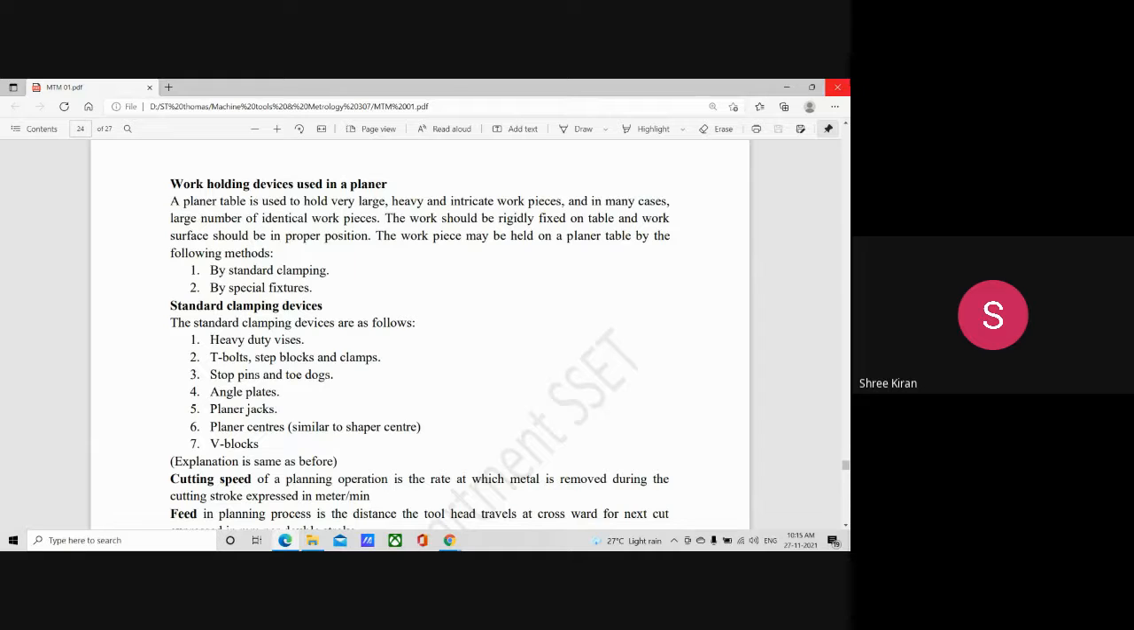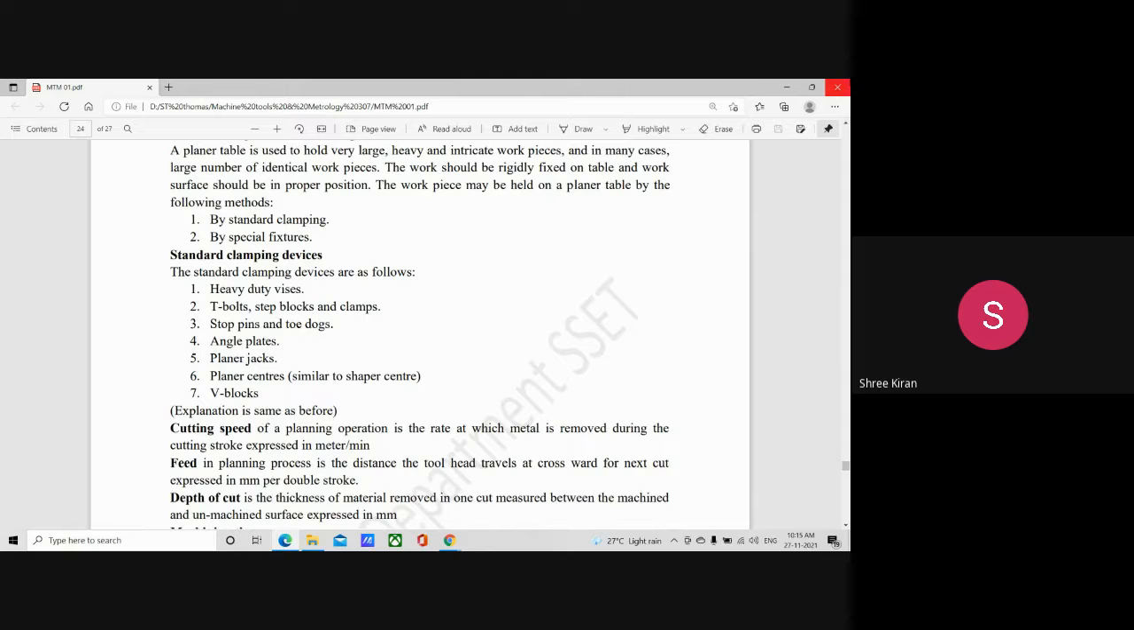It is only for holding the workpiece firmly, because when the operation is going on, a heavy amount of energy, heat, and load is applied, so it may tend to dislodge the workpiece from the table. In order to avoid that, and to hold it properly and have a very fixed and precise dimension at the time of operations, we use these various types of standard clamping devices for the purpose.